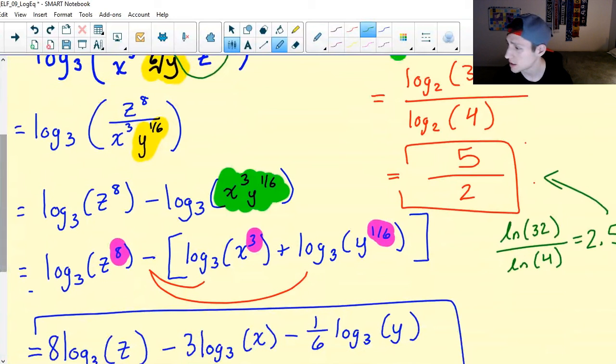So that's kind of a summary that uses all of the properties we talked about yesterday. The first question has all of the expansion or condensing properties, and then the other property that we just didn't mention was the change of base.